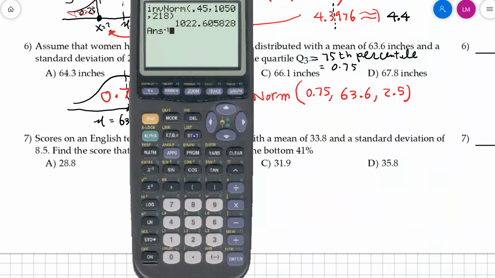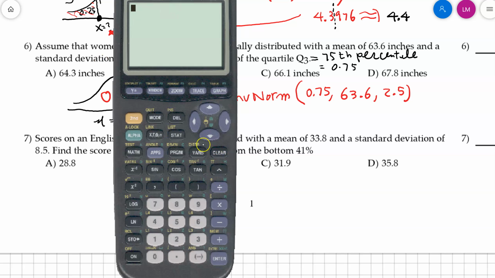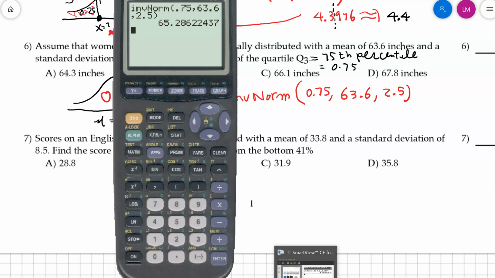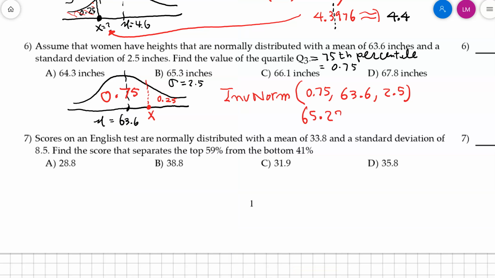So put that in your calculator. Clear. Second bars, go to 3, and then 0.75, comma, 63.6, comma, 2.5. Close parenthesis, and then hit enter. You get 65.286. They only have one decimal, so that means 65.3. Do you have it? Yes, the answer is B. Number 7.